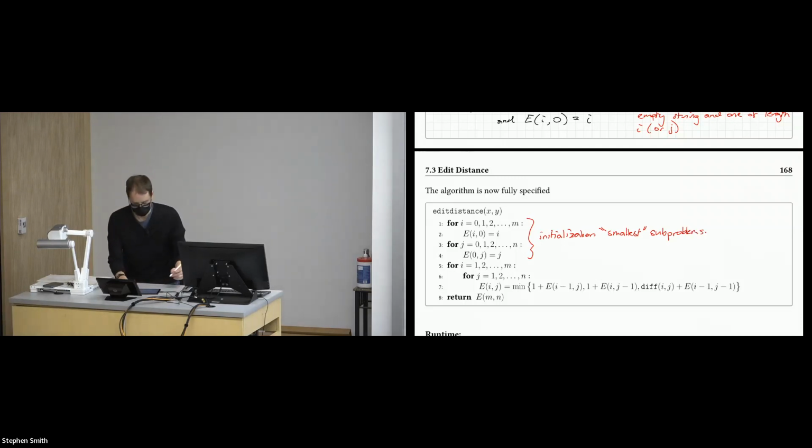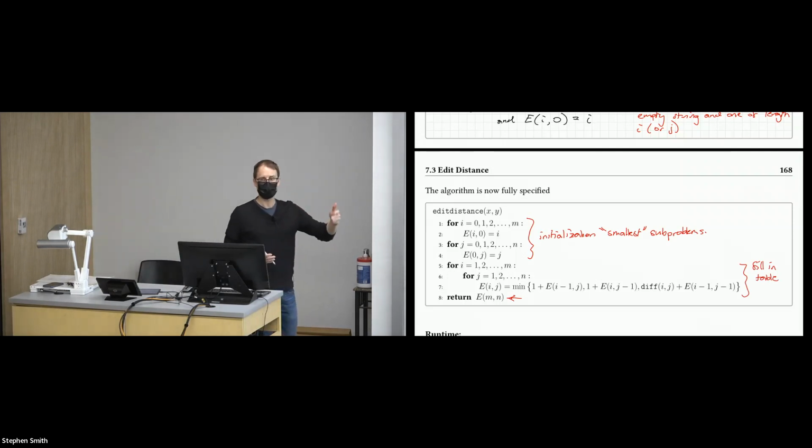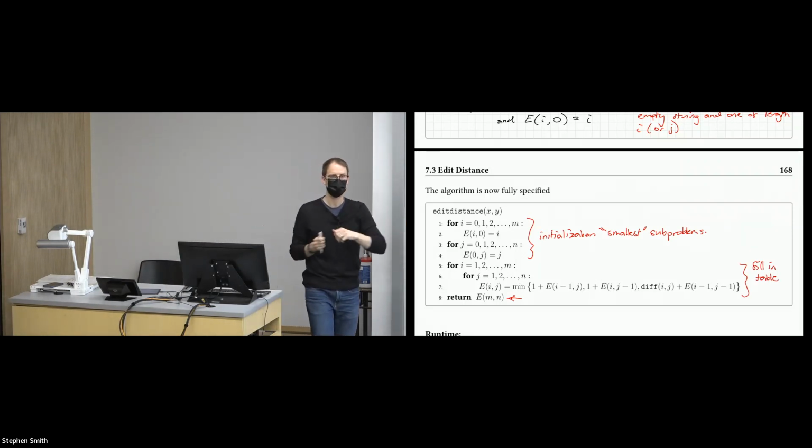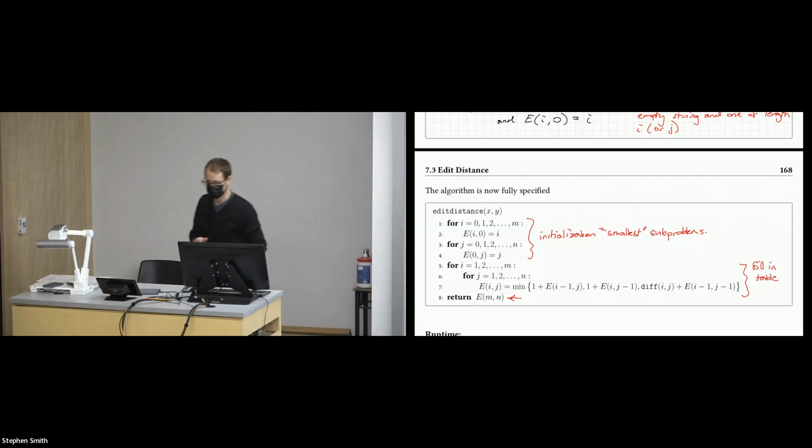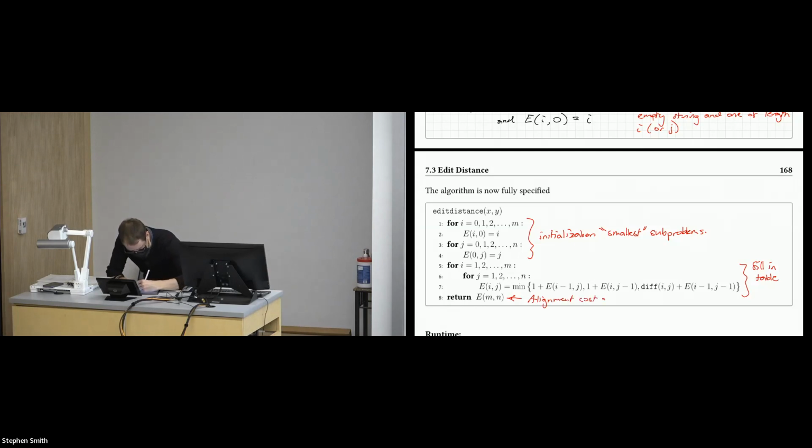And then this part is fill in the table. And then here I return E[M,N]. That's the alignment of the entire string of X with the entire string Y, right? So that's the alignment cost of the full strings.